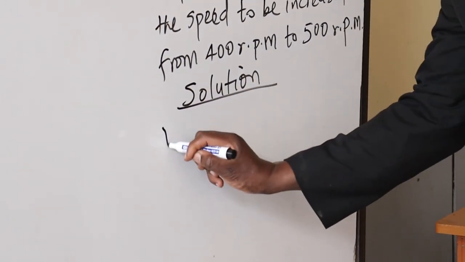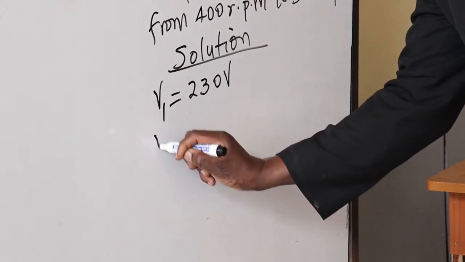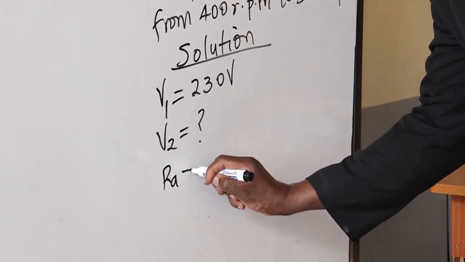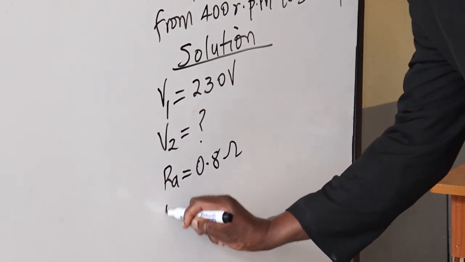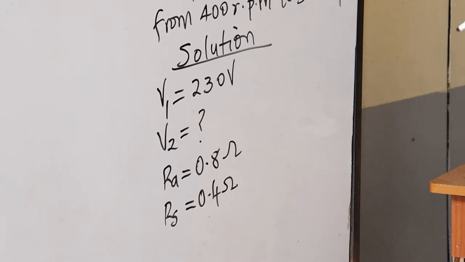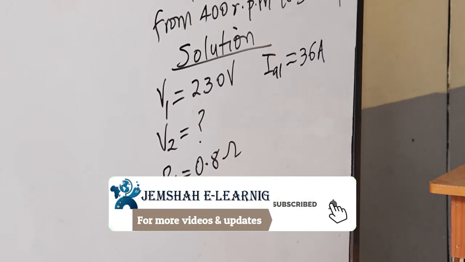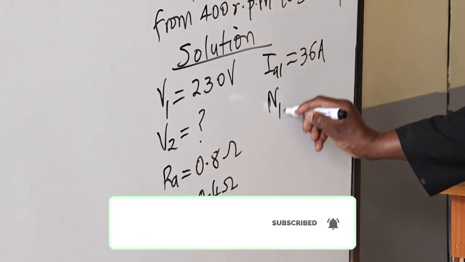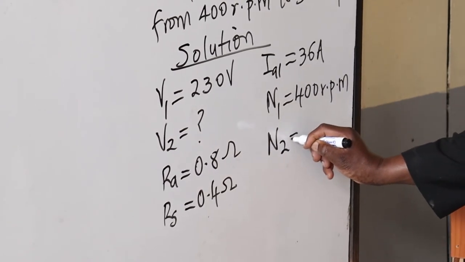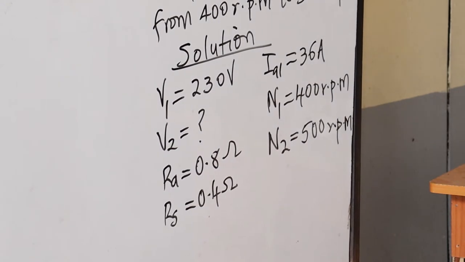So we have V1 is 230 volts. We have a V2. V2 is what we are looking for. We have our RA, 0.8 ohm. We have our RS, 0.4 ohm. We are also given IA1, 36 amps. We are given N1, 400 RPM. We are given N2, 500 RPM.